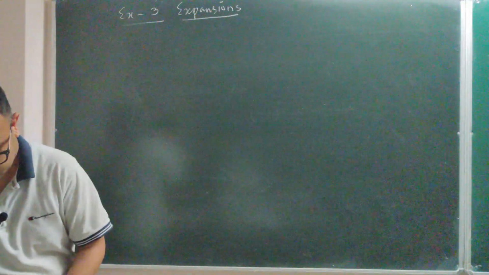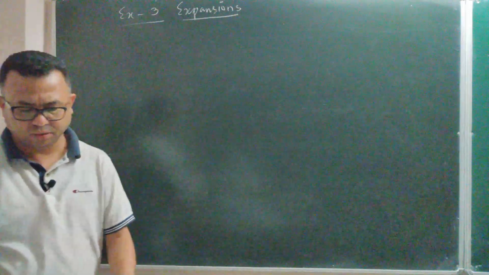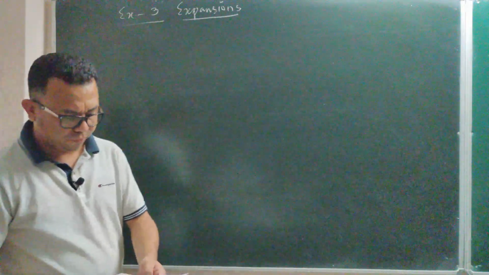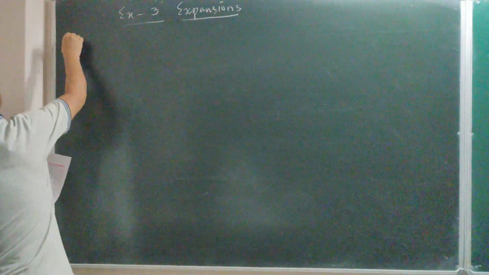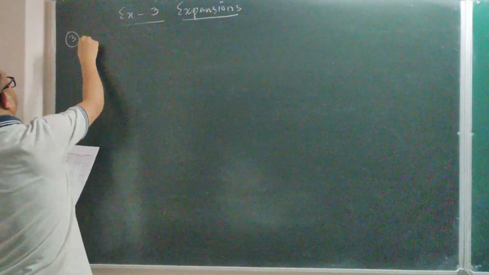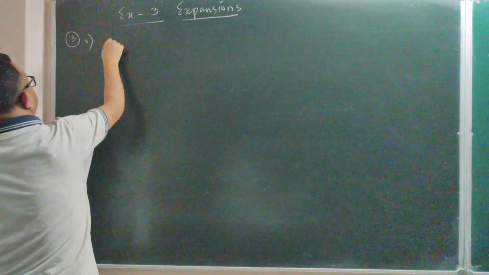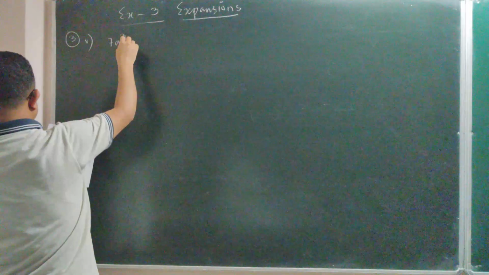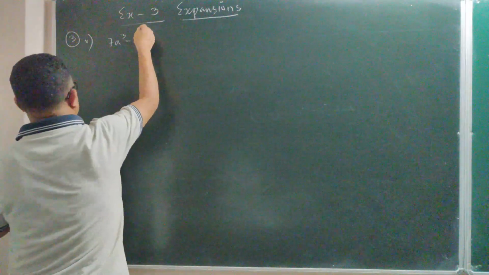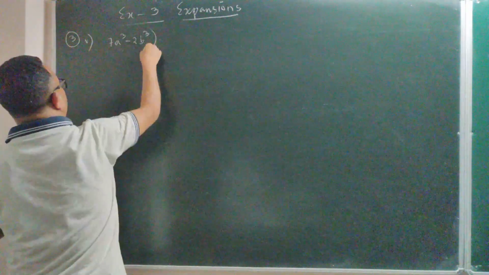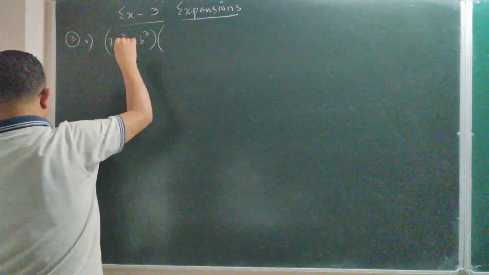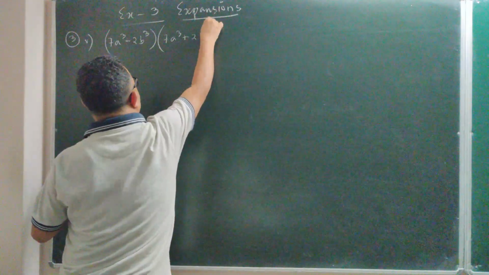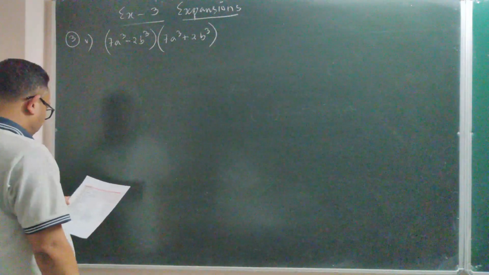Question number 3 has 8 questions and all of them are similar. So let me do something which looks a little difficult, a little different. So let me do that. So 3, 5. It is 7a cube minus 2b cube in one bracket. Then in the other bracket you have 7a cube plus 2b cube. Okay, this is what it is.